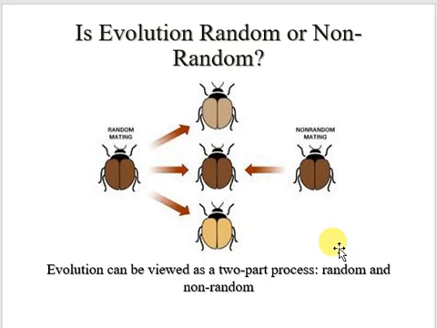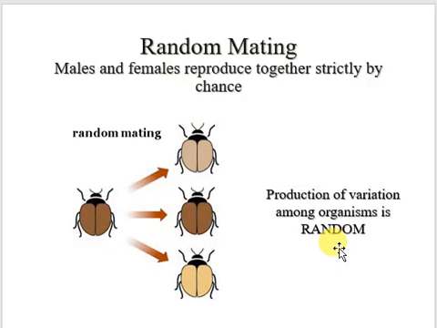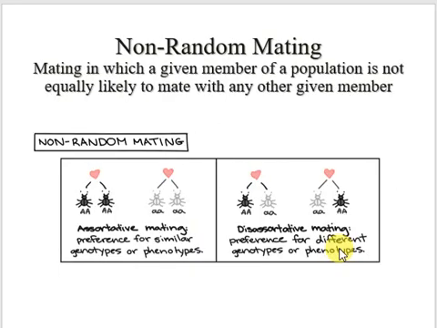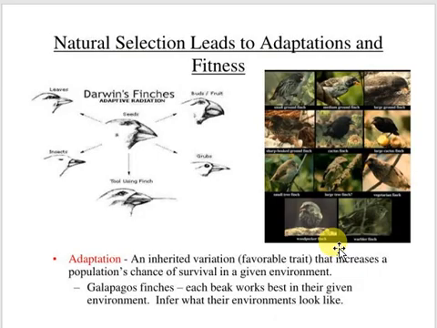Natural selection acts on specific traits that are considered favorable because they give their possessors advantages relative to others. So the production of variation is random, but which traits survive and are preserved in a population is more of a non-random component of natural selection. We'll come back to these when we talk about sexual selection.